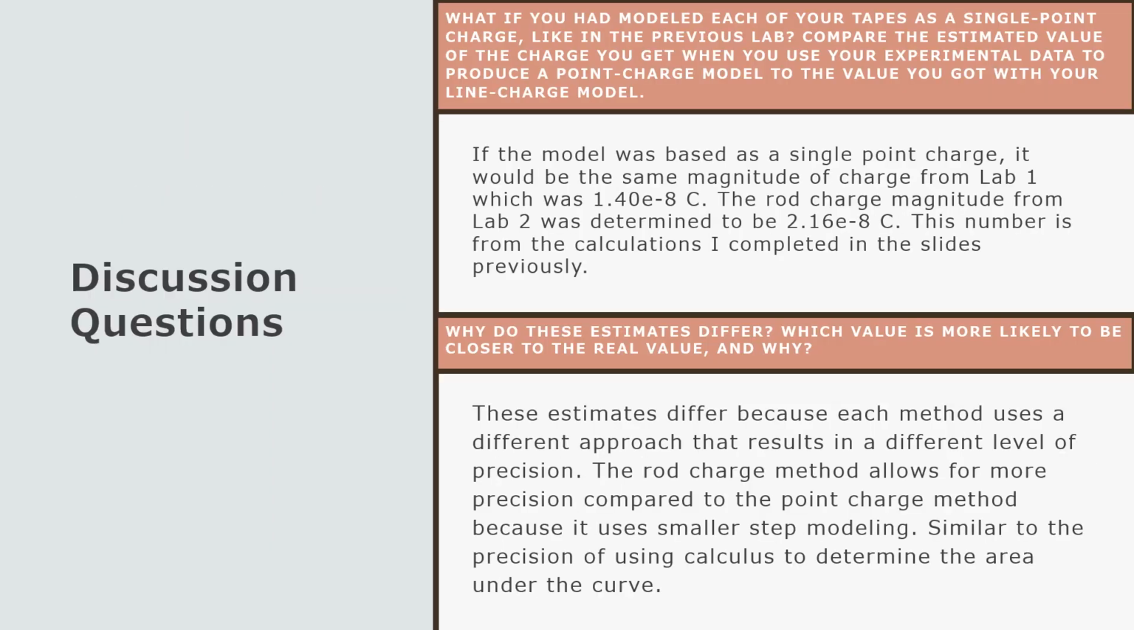If the model is based on a single point charge, it would be the same magnitude from the charge of Lab 1, which is 1.4 times 10 to the negative 8 coulombs, and the rod charge from Lab 2 would be 2.16 times 10 to the negative 8. This number is from the calculation I completed in the previous slides. These estimates differ because each method uses a different approach that results in a different level of precision. The rod charge method allows for more precision compared to the point charge method because it uses smaller step modeling, similar to the precision of using calculus to determine the area under the curve.